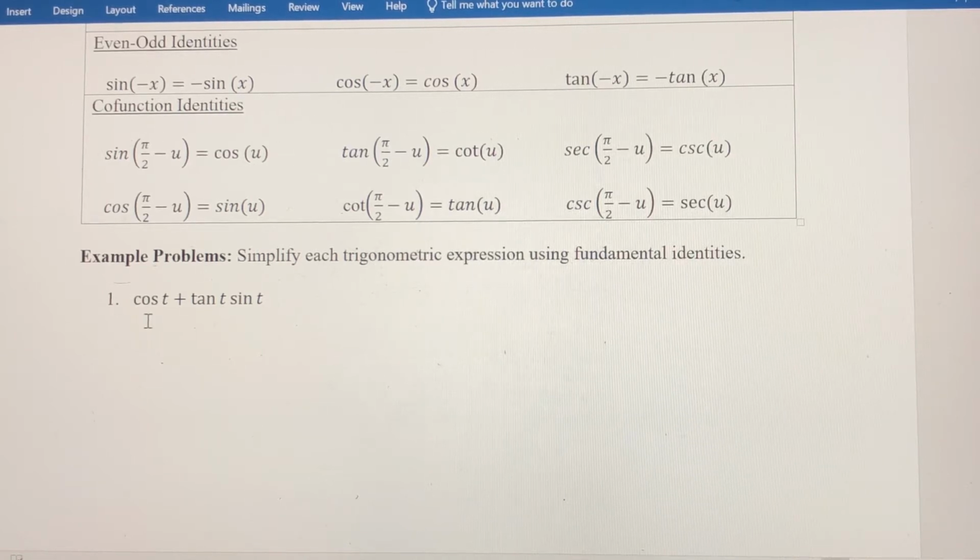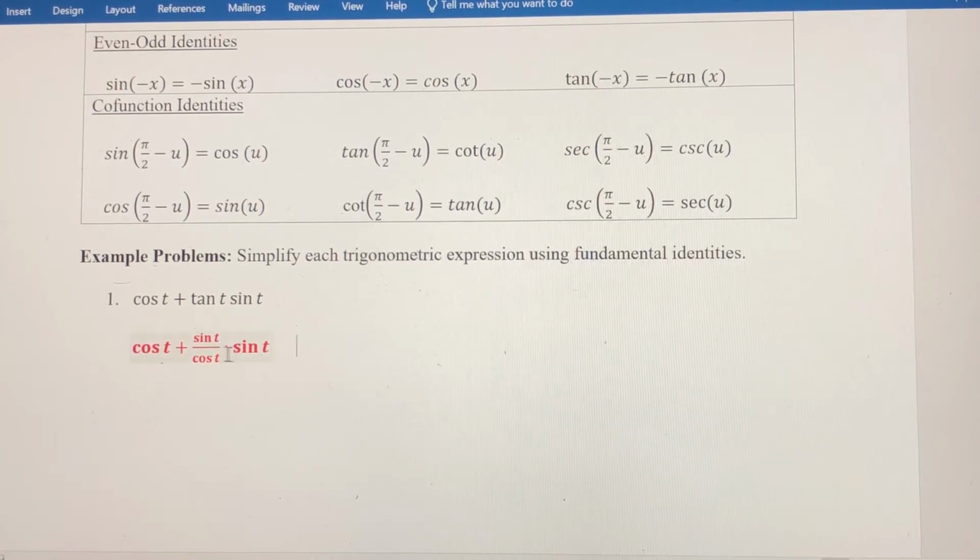A lot of times what you want to do when you're doing this, and we're going to do the same process when we're verifying identities in the next set of notes, one of the things you can always do is try to write things in terms of sine and cosine. Obviously these two terms are already written in terms of sine and cosine. So let's rewrite tangent in terms of sine and cosine. Remember, tangent is sine over cosine. So now I've got everything in terms of sine and cosine. Let's do some algebra here and see what happens.